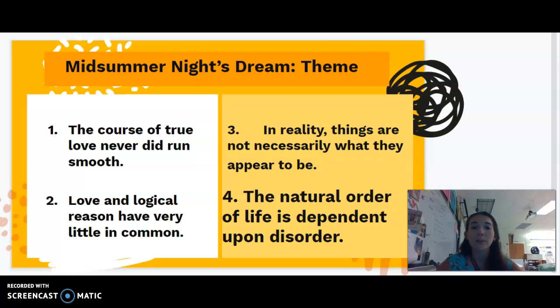Alrighty guys, so based on those themes, we're going to look at some motifs. What motifs from Midsummer Night's Dream do you think support one of these 4 themes? And please relate them. So if you are going to tell me motifs for number 4, please write down that you're telling me motifs for number 4.